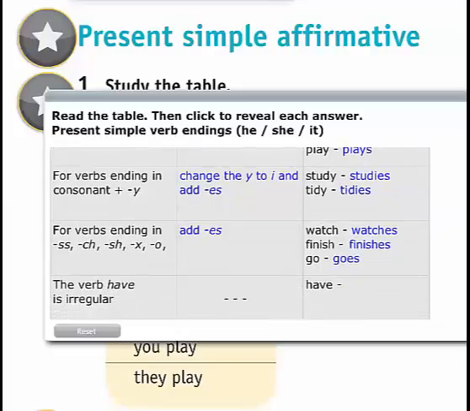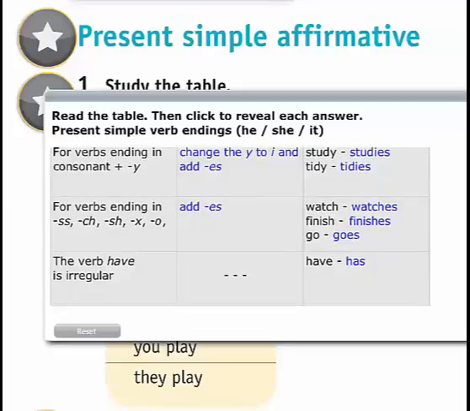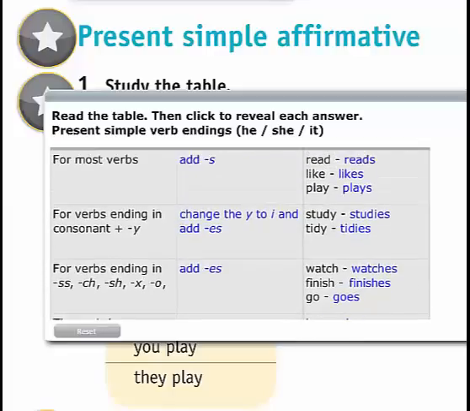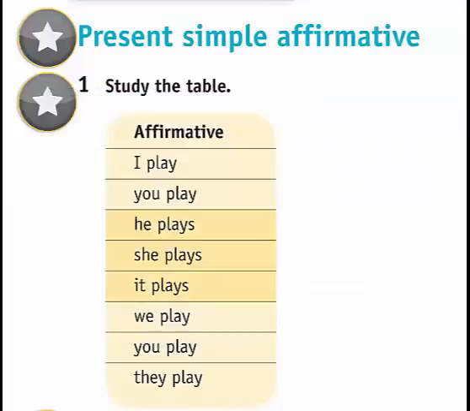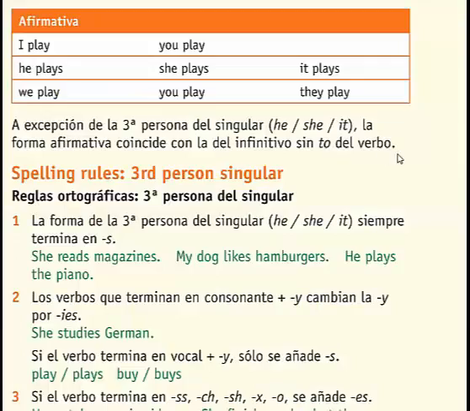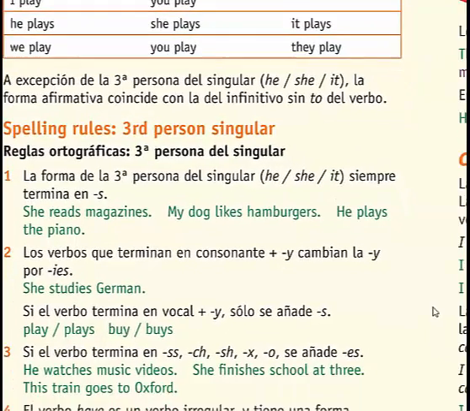But for the verb have, which is irregular, we don't use the third person singular S, but we use the irregular form has for the third person singular. And now let's see the same spelling rules, a little bit more explained in Spanish.